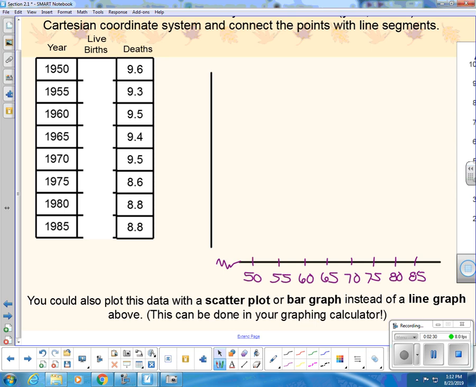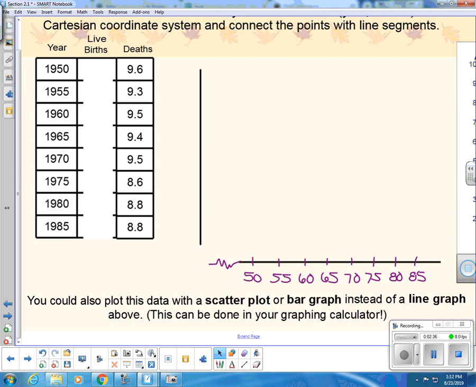And then the deaths, we're going to start, again, not at 0. Where would we start? Maybe at 8? 8.5. Okay. So 8.5. I'm going to be crazy and start at 8.4. Why am I going to start at 8.4? Not that 8.5 is wrong. I'm going to go up by 0.2, a little easier, a little bit less numbers here. So there's 8.6, 8.8, 9, 9.2, 4, 6, 8, 10. Okay? And then we're going to plot our points.